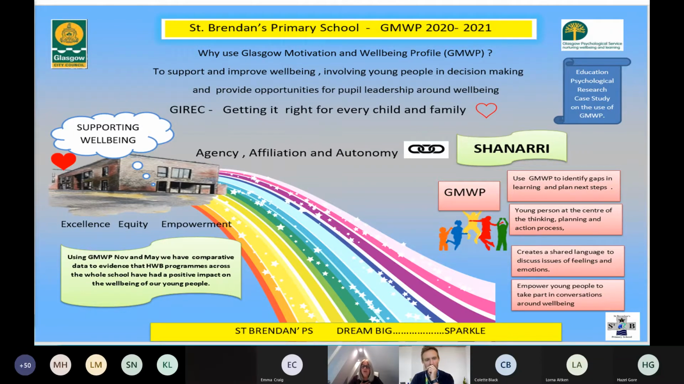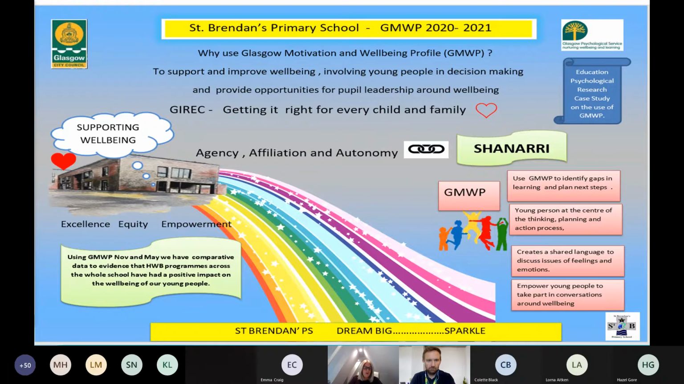So why do we use the GMWP? To support and improve wellbeing, to involve the young people and the children in decision making, and to provide opportunities for pupil leadership around wellbeing. Also at the right hand side, underneath the Glasgow Psychological Services badge, you'll notice that St Brendan's were part of an educational psychological research case study in the use of the GMWP, and Ali will go into that in more detail throughout the presentation.